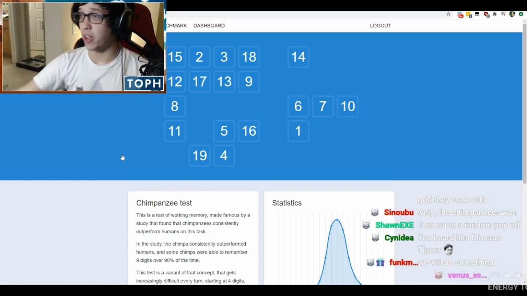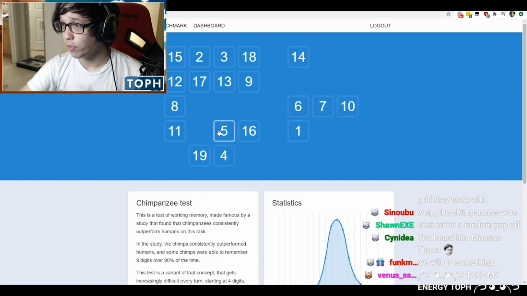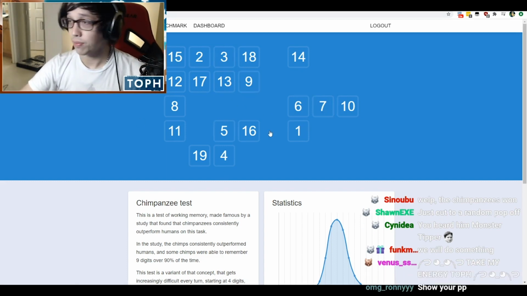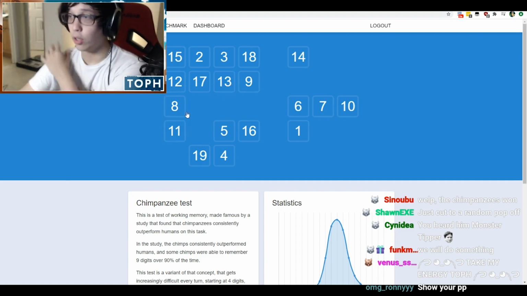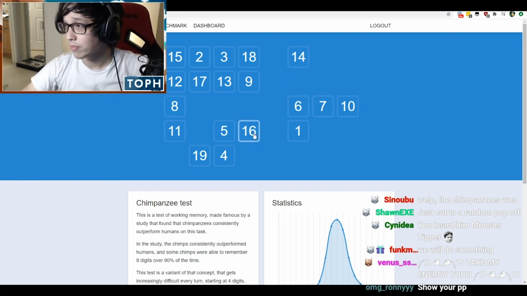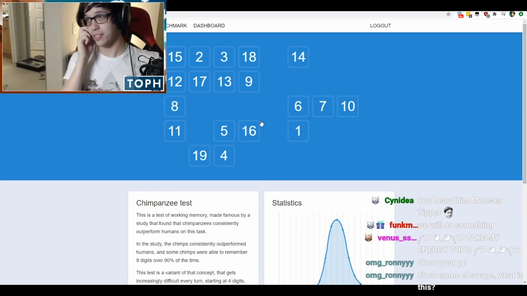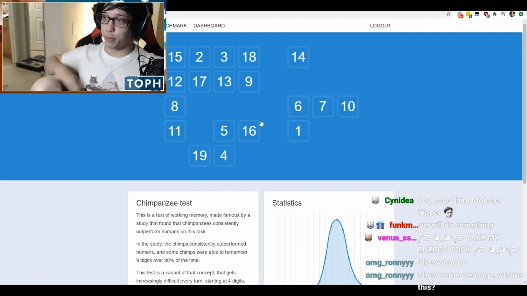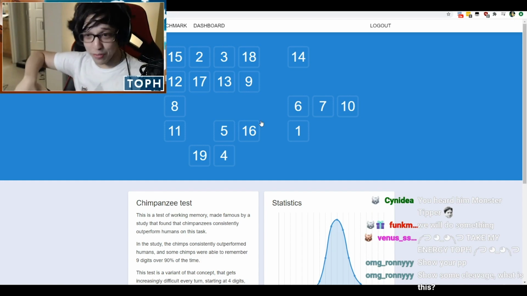2 and 3 are next to each other. 4 and 5 are next to each other. 6 and 7 are next to each other. Okay. 1, 2, 3, 4, 5, 6, 7, 8, 9, 10. What the fuck is... Oh, 13. Oh, we got a little right triangle. 14, 15, 16. Oh, this is... I don't know, though. There are some triangles, but these are... There's a lot of the fucking triangles, man.